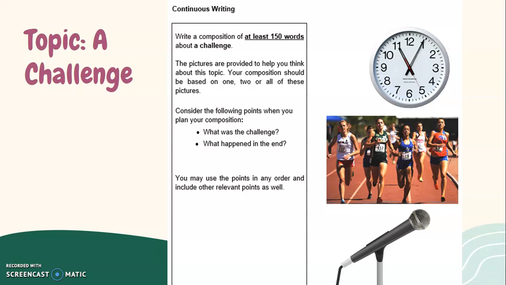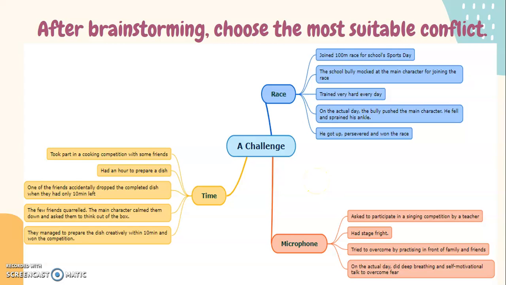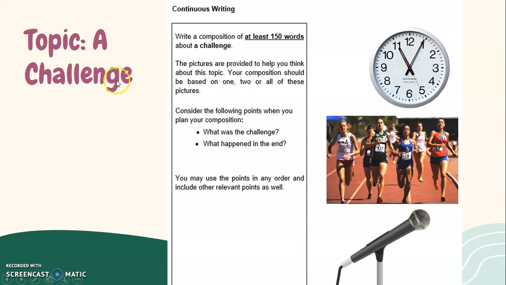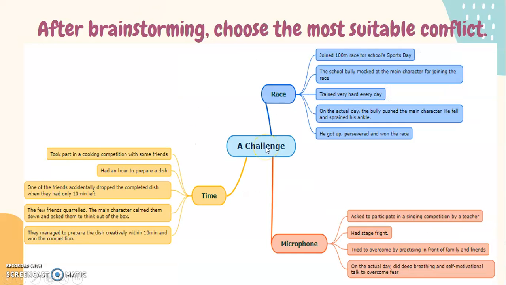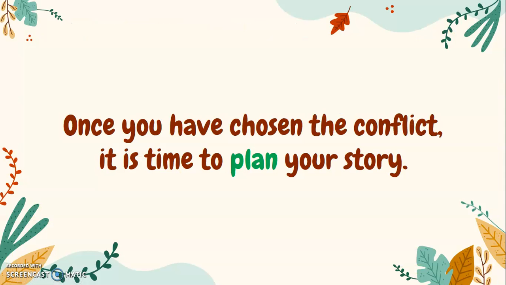The topic is a challenge, and we have already done the UBP. So the first step is understanding the topic. We have already done so. Step 2, B, is we have already brainstormed for the most suitable conflict, and we have decided to use this part, a race, picture number 2. So we are going to do the planning now, P.